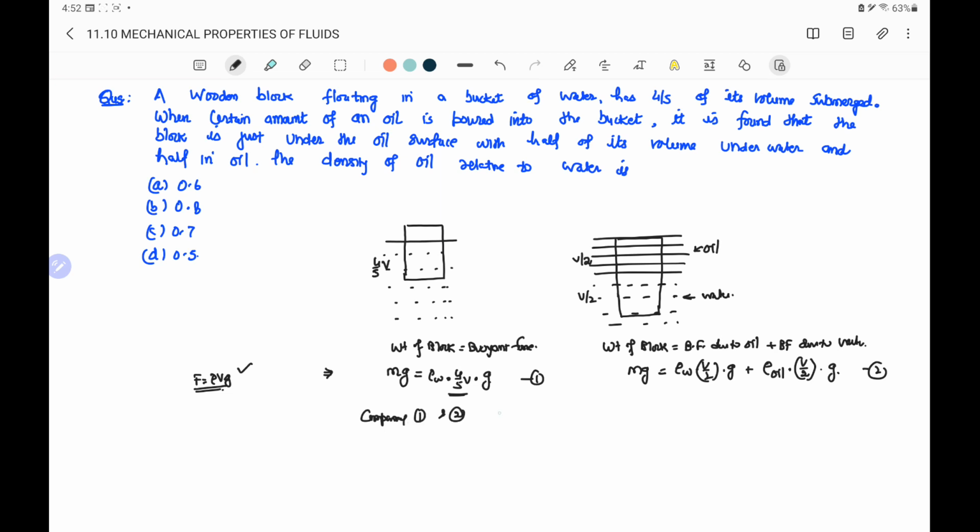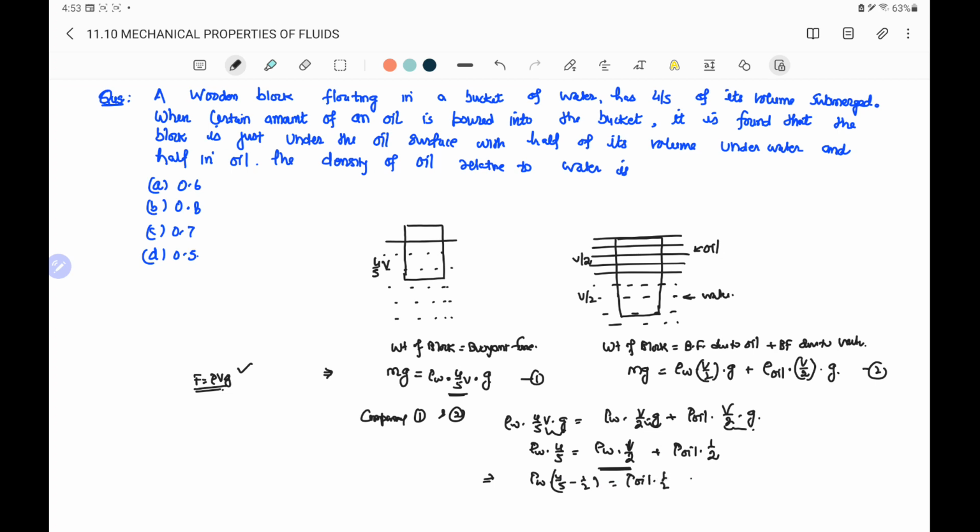comparing equation 1 and 2, we will have rho water into 4 by 5 into V into g, that will be equal to rho water into V by 2 into g plus rho oil into V by 2 into g. Here Vg is common on left hand and right hand side, so we will have simply rho water into 4 by 5 is equal to rho water into 1 by 2 plus rho oil into 1 by 2. Taking the term to left hand side, we will have rho water into 4 by 5 minus 1 by 2. It will be equal to rho oil into 1 by 2.